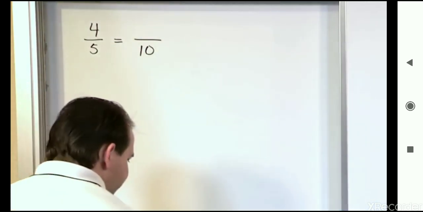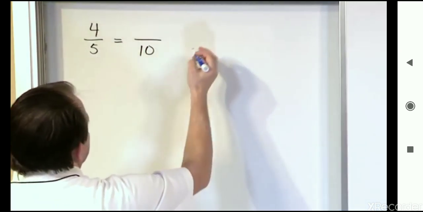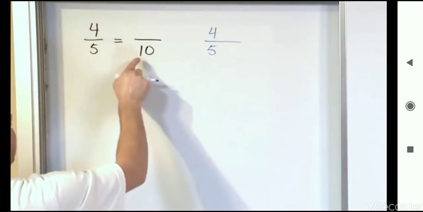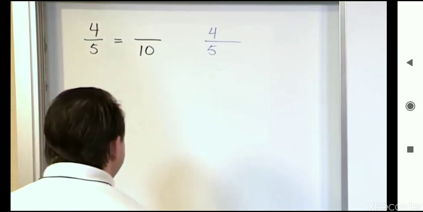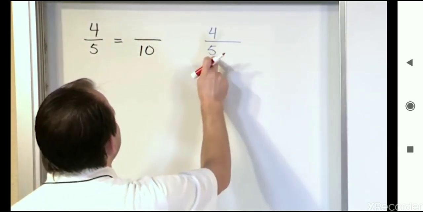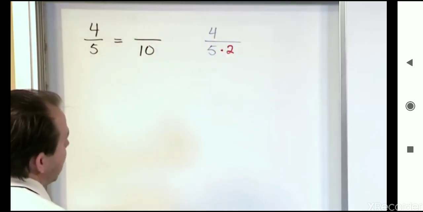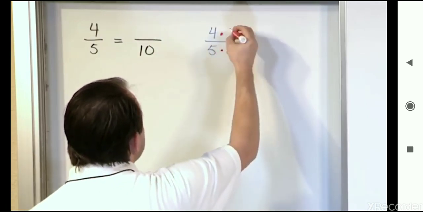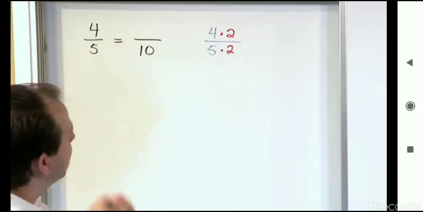All right, so if you think about it, you have 4/5 here. So let me go over here, 4/5. So we know that we're trying to get to a bottom number of 10. All right, what would we have to multiply by to give me 10 on the bottom? Well, I have a 5 here, so I would need to multiply by 2 to give me 10. But if I multiply by 2 on the bottom, then I must also do it to the top. That's the only way to keep these fractions equal.